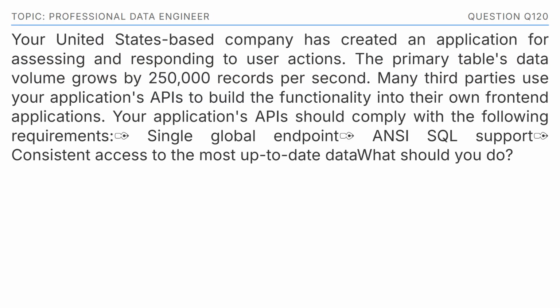Your United States-based company has created an application for assessing and responding to user actions. The primary table's data volume grows by 250,000 records per second. Many third parties use your application's APIs to build the functionality into their own front-end applications. Your application's APIs should comply with the following requirements: single global endpoint, ANSI SQL support, consistent access to the most up-to-date data. What should you do?